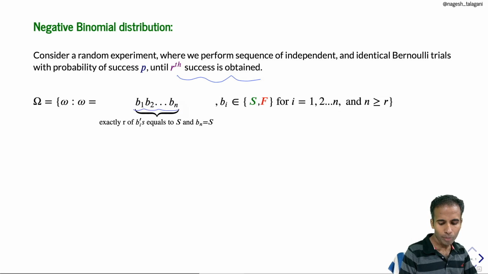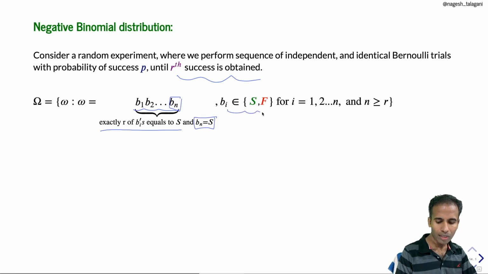b1, b2, and so on, bn, where n is the number of trials that we use to see the rth success. Okay. So there are exactly r of the bs equal to s, and we always end with the rth success, so bn must be equal to s. The bs are either success or failure. So n must be greater than or equal to r. To see r successes, we need at least r trials, right? That's why n must be greater than or equal to r. This is how outcomes look in the sample space.